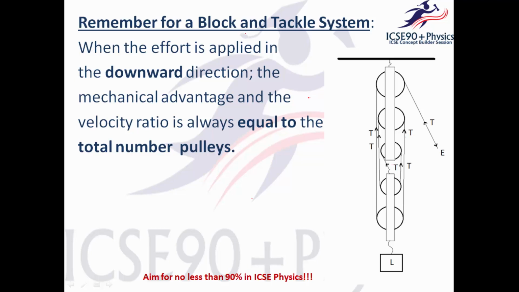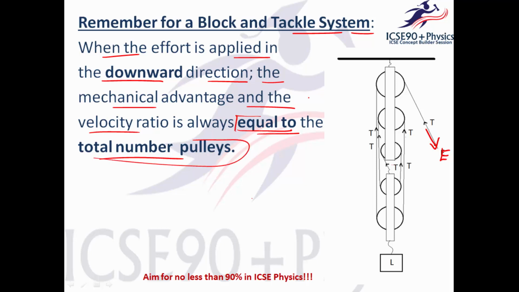Apart from that, remember that for a block and tackle system, when the effort is applied in the downward direction, like so, the mechanical advantage and the velocity ratio is always equal to the total number of pulleys. Pretty important. So what do you exactly mean by this?